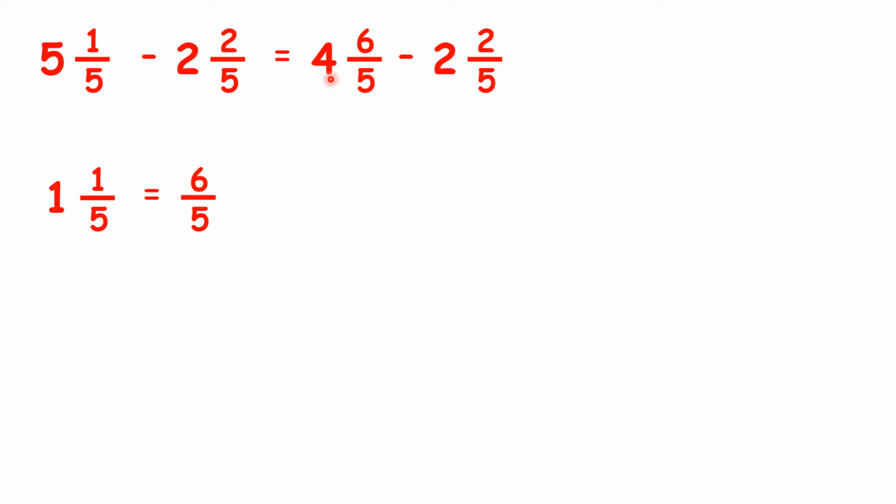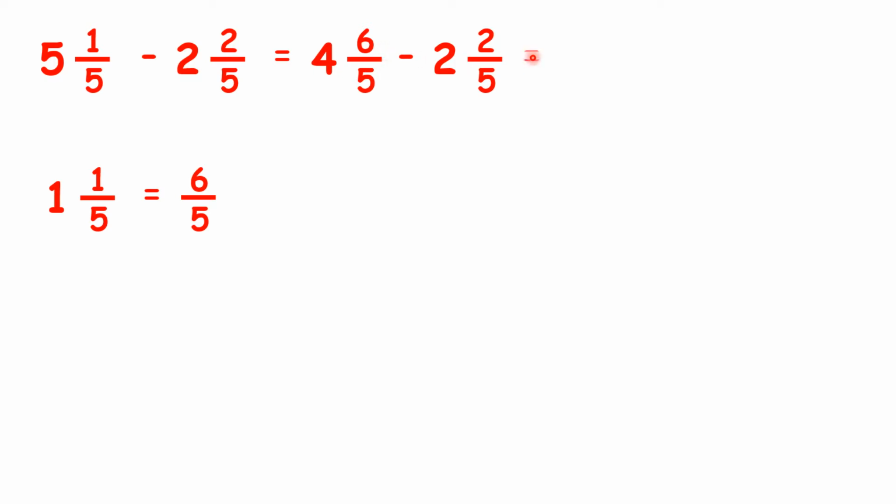Why is that only 4 and 6/5? Well, it's a bit like exchanging. We exchanged one of our whole numbers for 5 more fifths. So now we've got one less unit, we've got 4 instead of 5, but that gave us 5 more fifths. So as we had 1 already, we now have 6/5.